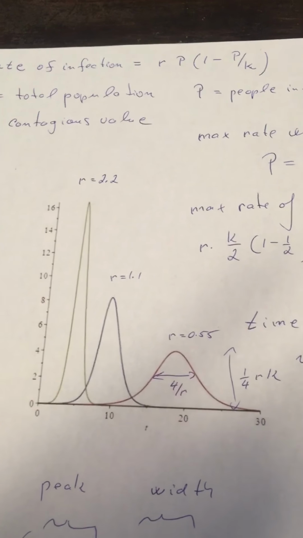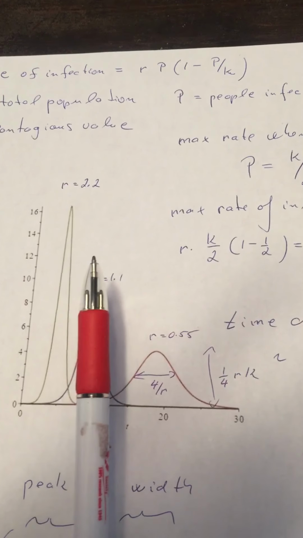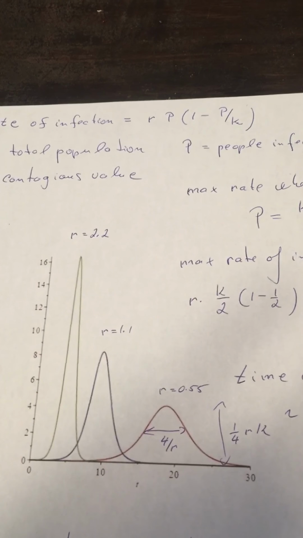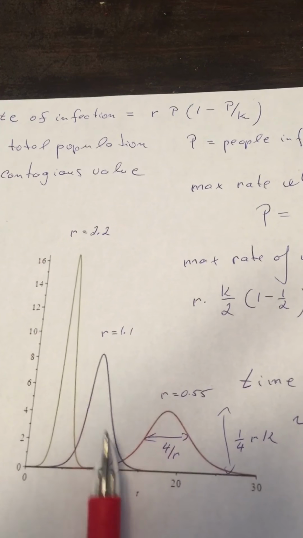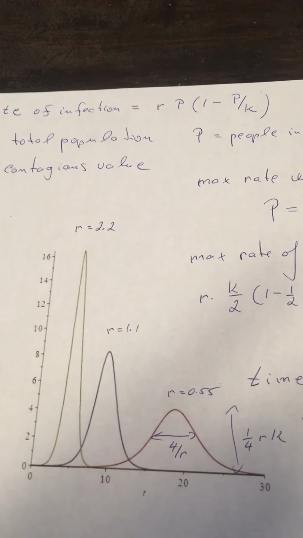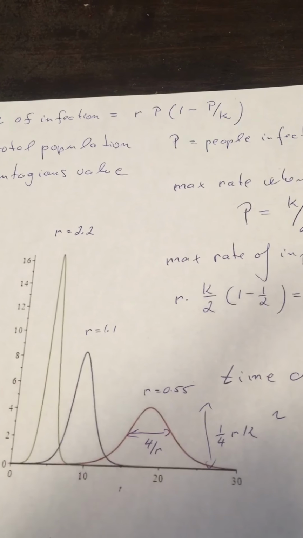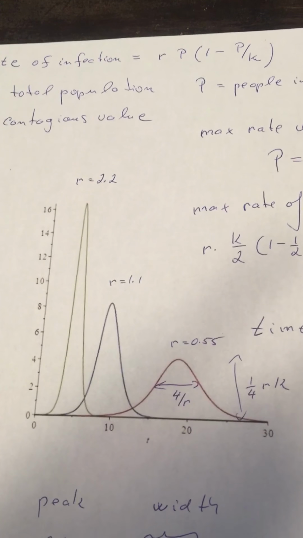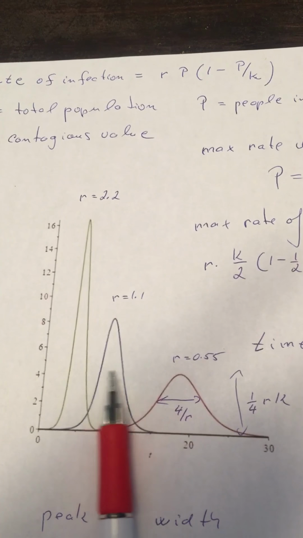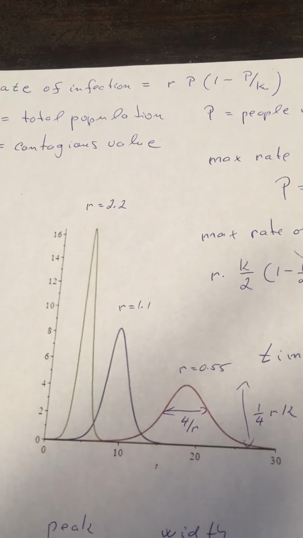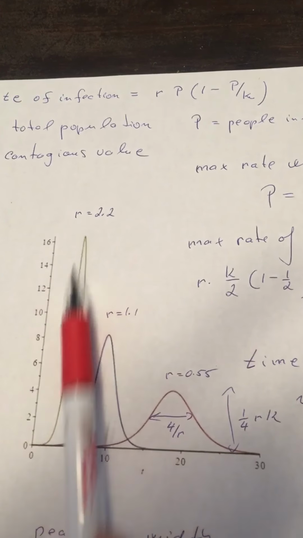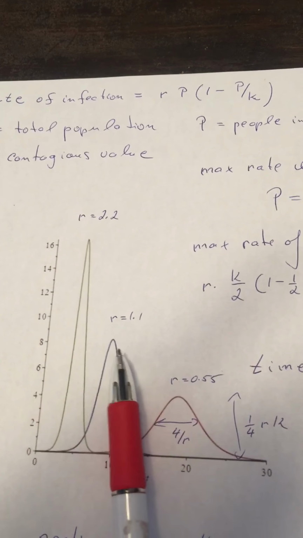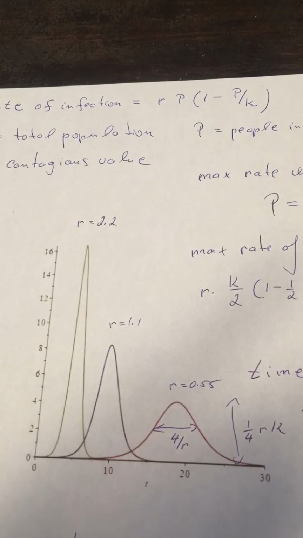So if we manage to reduce the R value, the contagiousness, by a factor of 2, we implement some restrictions in society, then we're going to halve the value for the peak. So it's about 8 something. We halve the value for the peak, but make the width twice as big as a result. So the hit of the pandemic will last twice as long as it would have with the previous value. High peak, small width; smaller peak, bigger width.